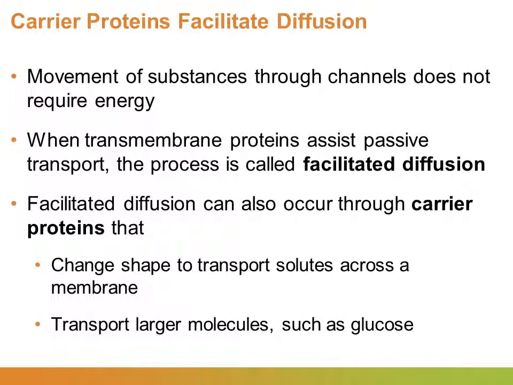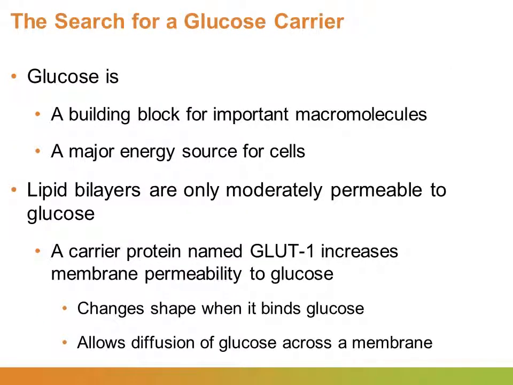So in facilitated diffusion, you can have carrier proteins that actually change shape to transport molecules across the membrane. One of the most famous carrier proteins is GLUT1, and GLUT1 carries glucose from one side of the membrane across to the other side. So what GLUT1 does is it recognizes glucose, and only glucose can fit, and it moves it from the outside of the membrane to the inside of the cell.